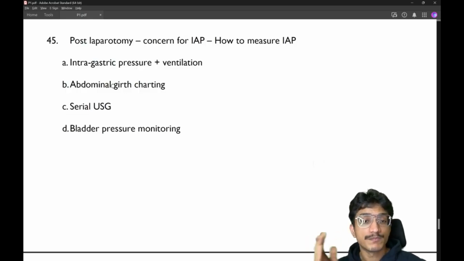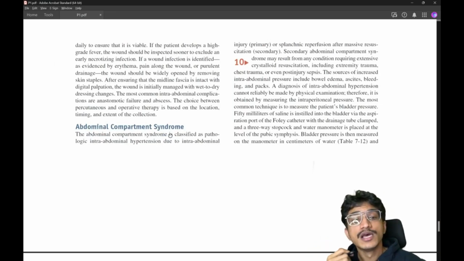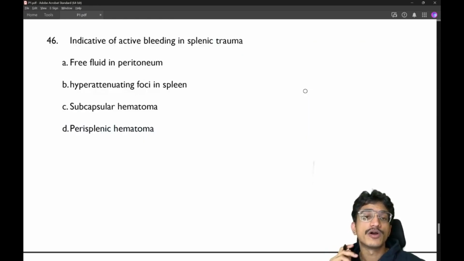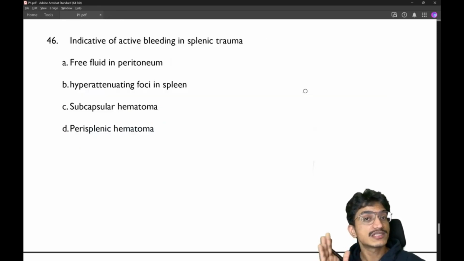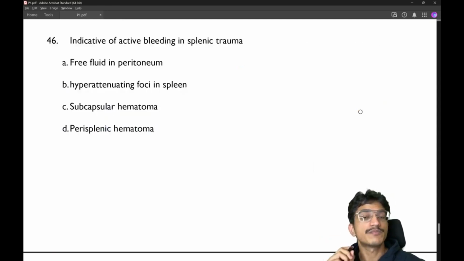IAP is best measured by bladder pressure monitoring. Again, this is from Shorts, so they have taken a lot of content this time from Shorts. For abdominal compartment syndrome, vesical pressure monitoring is the commonly used method. So the answer should be bladder pressure monitoring for the measurement of intra-abdominal pressure. This is again taken from Shorts, and the most common technique given is patient bladder pressure.